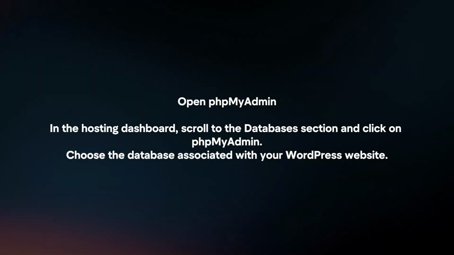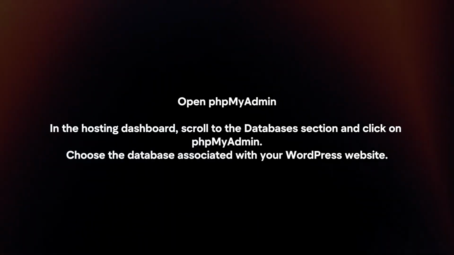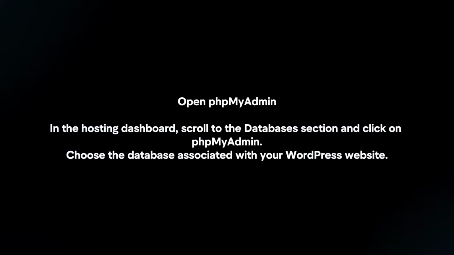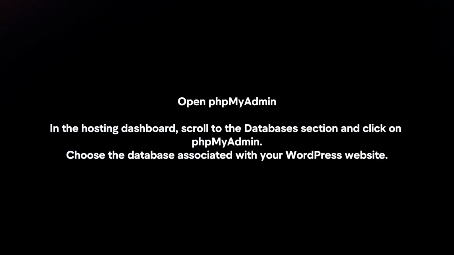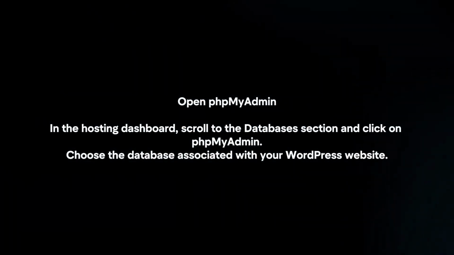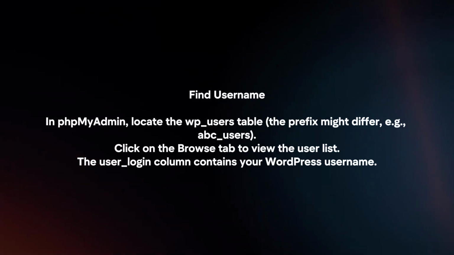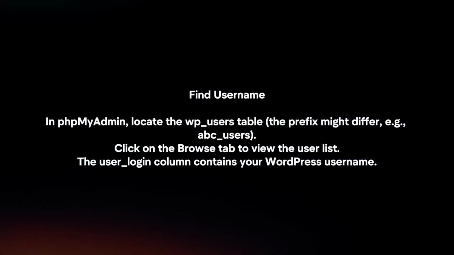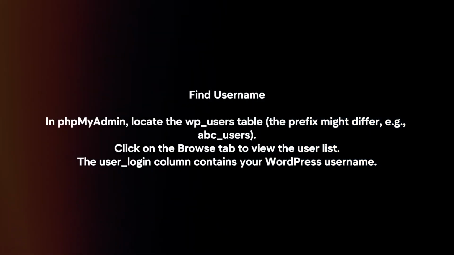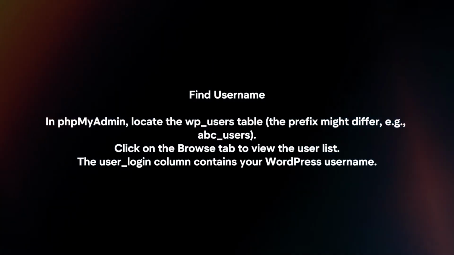Open phpMyAdmin. In the hosting dashboard, scroll to the database section and click on phpMyAdmin. Choose the database associated with your WordPress website. Find username. In phpMyAdmin, locate the WP users table. Click on the Browse tab to view the user list. The user login column contains your WordPress username.